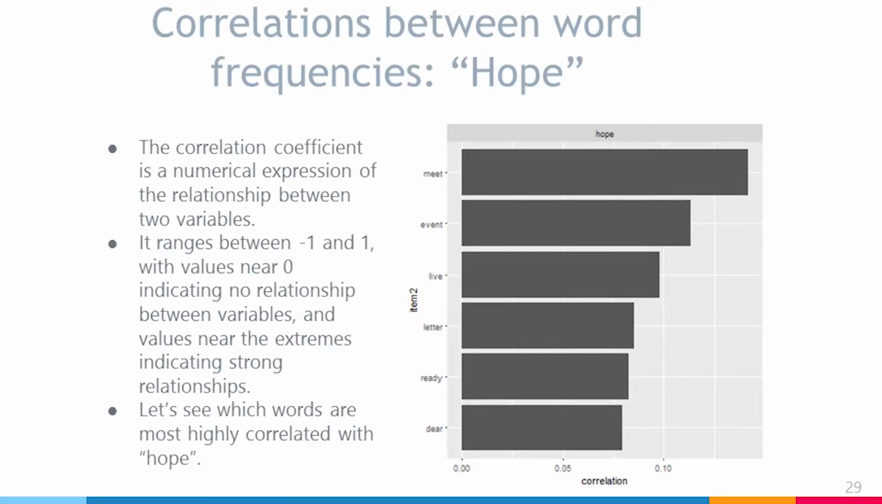In the context of words, when we see positive correlations, we're saying that when one word is used, another word is used. These other words are used with it, and we'll look at examples. In fact, we have some here. Negative correlations would mean that when this word is used a lot, another word is not used at all, or is used very little. So that's the correlation coefficient, just another way to think about relationships. What I did is ask R to tell me the words that hope is most highly correlated with, and you can see meet, event, letter, live, ready, and dear. Those are the words most commonly used with hope in terms of the correlation.